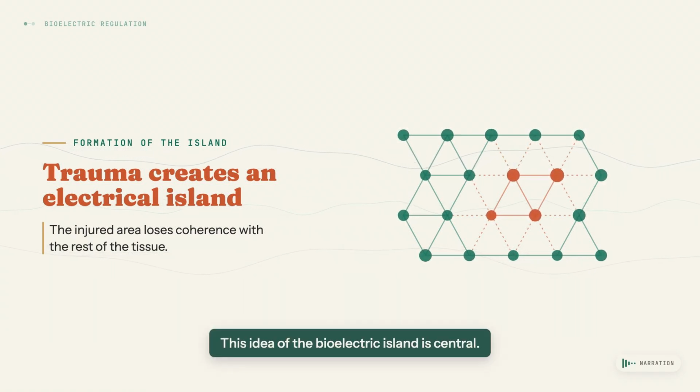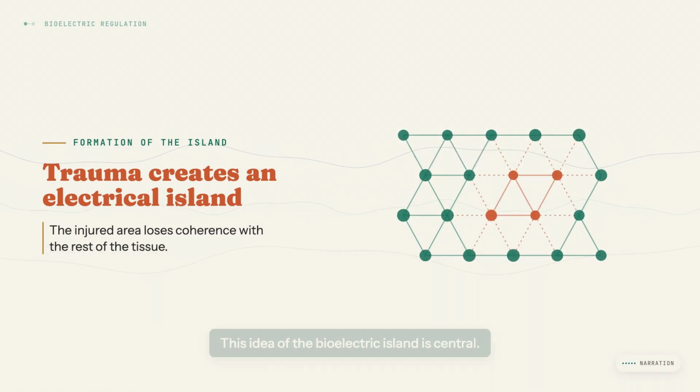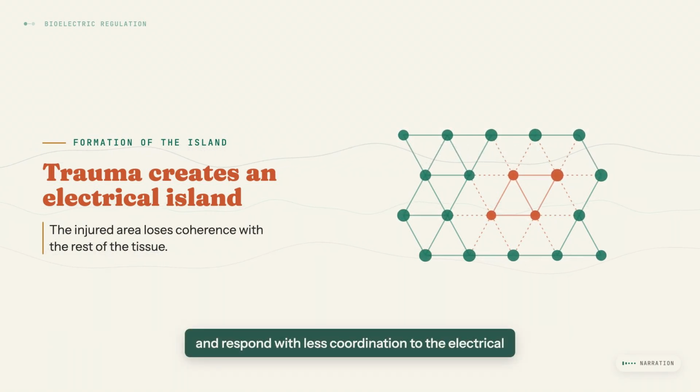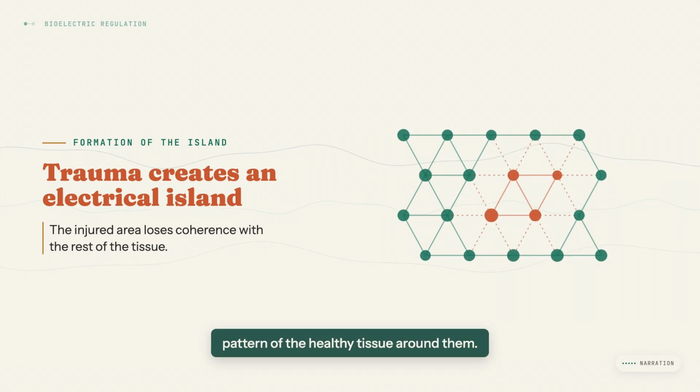This idea of the bioelectric island is central. The tissue continues to receive blood and nerve signals, but its cells share information less efficiently and respond with less coordination to the electrical pattern of the healthy tissue around them.